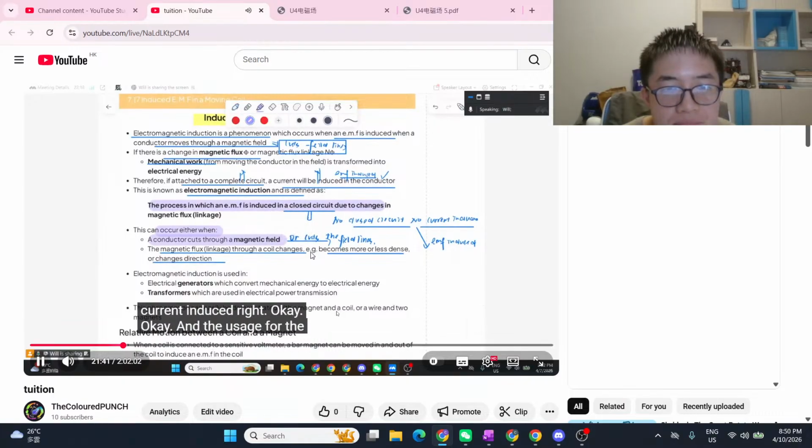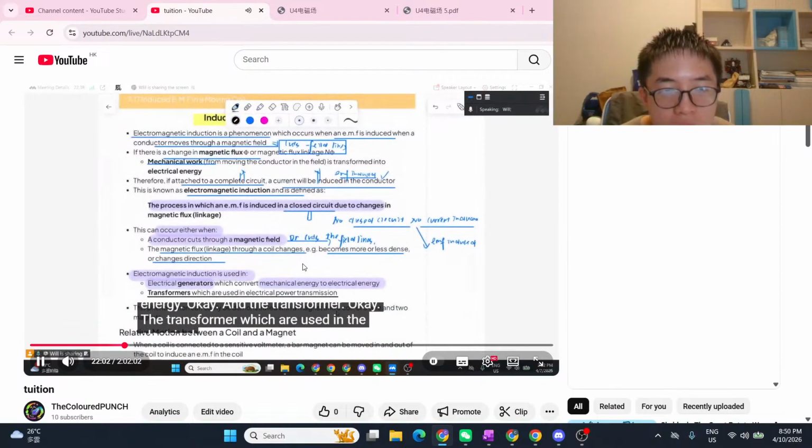Okay, and the usage for electromagnetic induction is always in an electrical generator. Okay, the electric generator is to convert mechanical energy into electrical energy. And the transformer, which is used in electrical power transmission. No problem. Understand? What is a transformer?